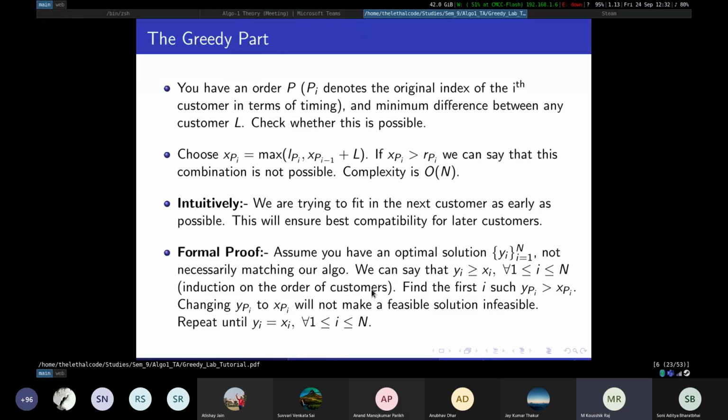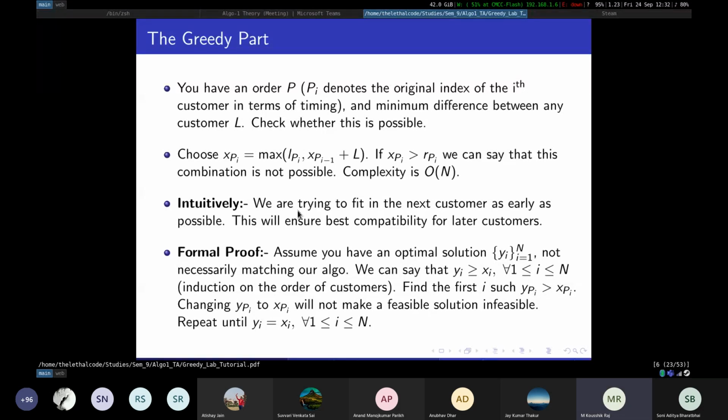be contradicting any of our conditions, because the XPI itself satisfies all our conditions, and the minimum requirement of L will not reduce, because we are only decreasing in the opposite direction of the next customer. Explaining this would be a bit hard, but you can try to think about it a bit more.